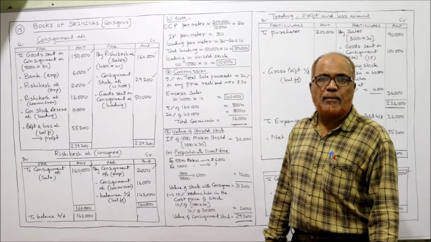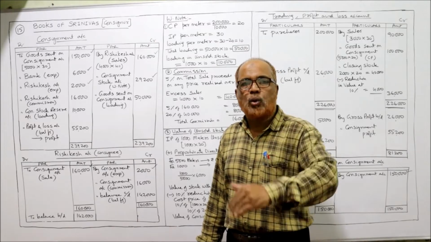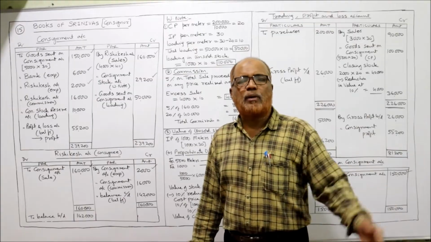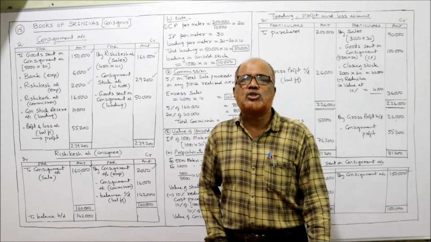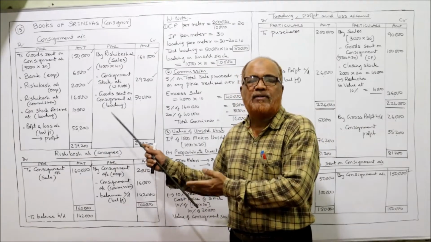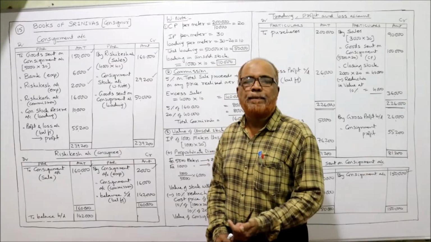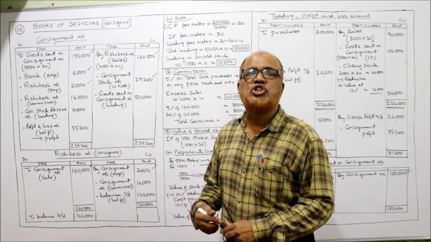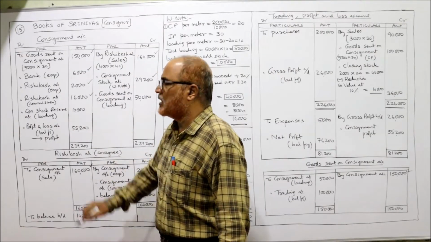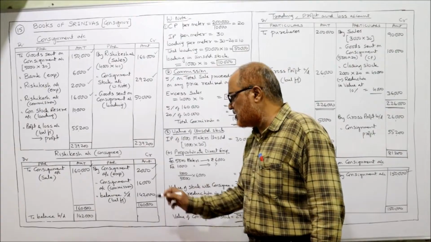What is the entry for commission? Consignment account debit to Rishikesh account. As usual, in each and every problem we are passing the same entries, no change. So if you are perfect on journal entries, this chapter is very easy. So consignment account debit side to Rishikesh commission 16,000. And Rishikesh account credit side by consignment commission 16,000.